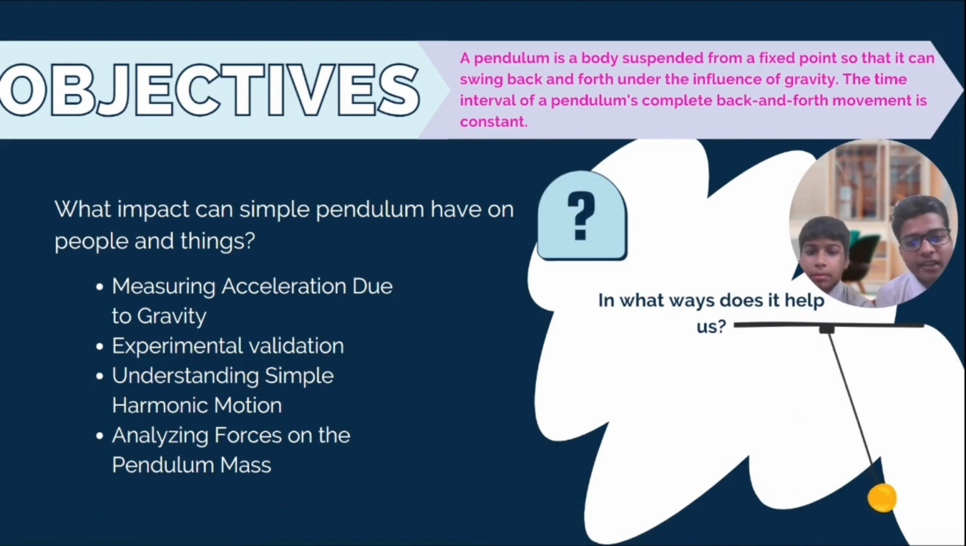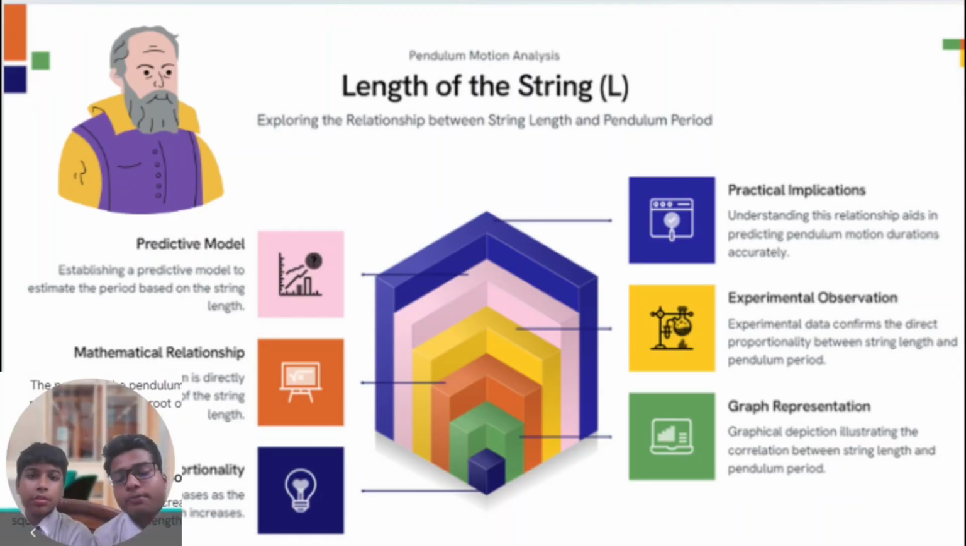Now we'll tell you the objectives of this pendulum motion. First, measuring acceleration due to gravity. Second, experimental validation. Third, understanding simple harmonic motion. Fourth, analyzing forces on the pendulum mass. Do you know in what ways it helps us? The main point of this pendulum motion is the length of the string, which is represented by L.